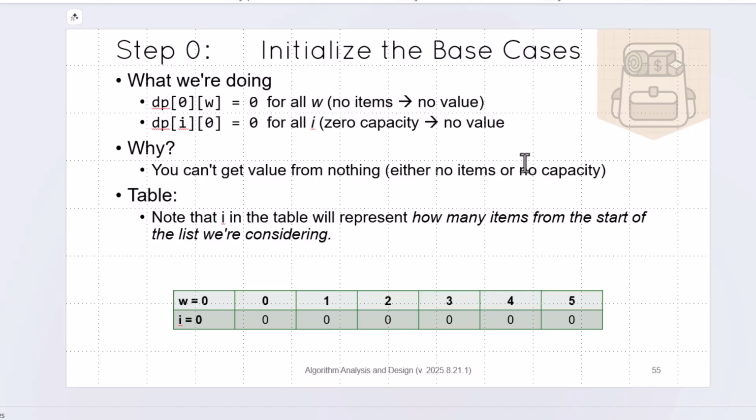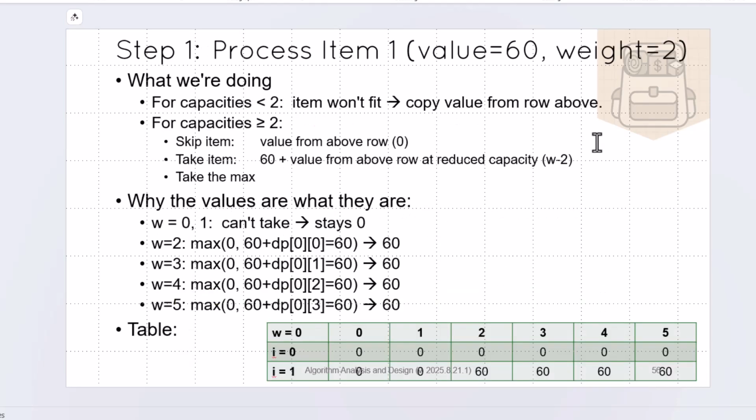We have to choose. So we have DP[0][w] is 0 for all the w's, and DP[i][0] is 0 for all the i's. So if we consider 0 weight, we have 0 there. We have 0 for 1, 2, 3, 4, and 5, all the way up to that maximum. That's how we initialize it.